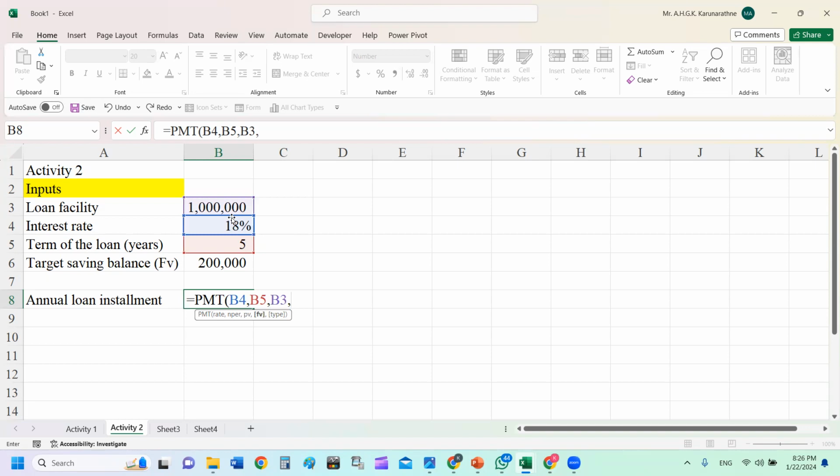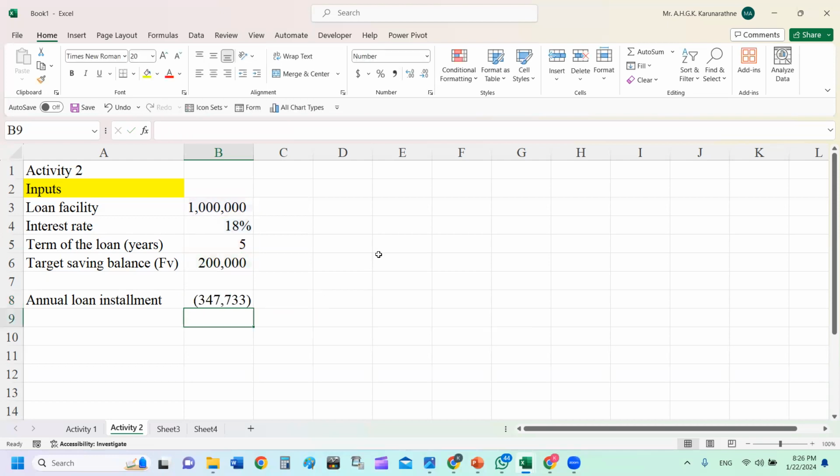Future value. This time we have a future value. We have a target future saving of 200,000. Select it like this. Come on. The way you are paying the installment, you are paying a constant, same annual cash flow at the end of each year for 5 years. End of each year. Type is by default zero. Zero, close. Enter. This is your annual installment.